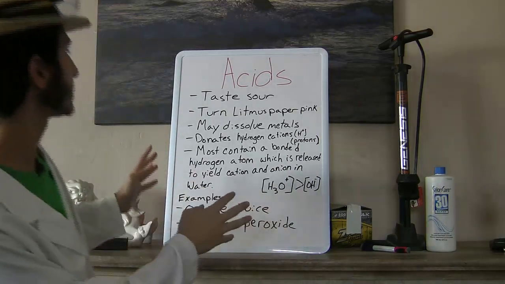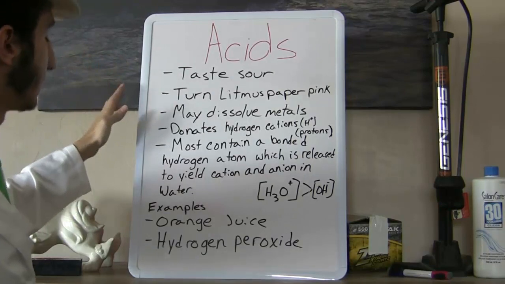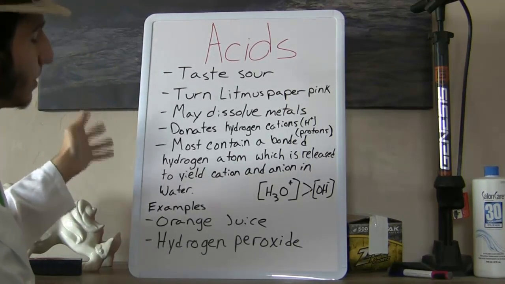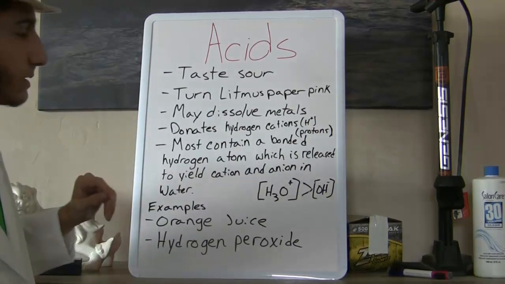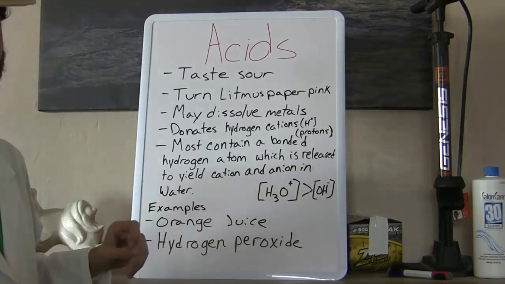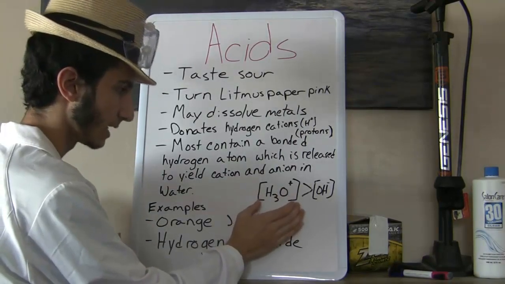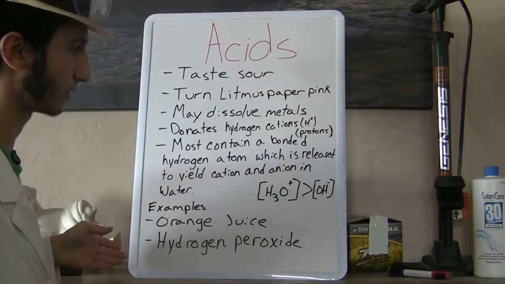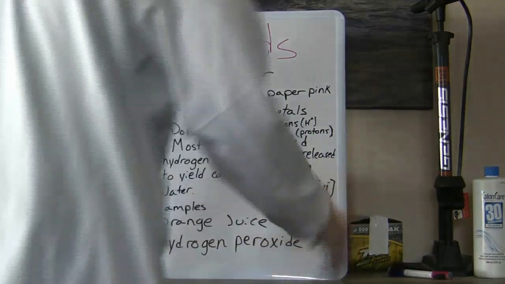Now, the main characteristics of an acid are that they taste sour, turn litmus paper pink, they may dissolve a metal, they will donate hydrogen cations or protons, and most of them contain a bonded hydrogen atom, which is released to yield cations and anions in water. Now, the main concentration of said acid is that the hydronium is greater than the hydroxide. Examples of this are orange juice and hydrogen peroxide, which we'll be using later. Now, anyway, moving on to bases.